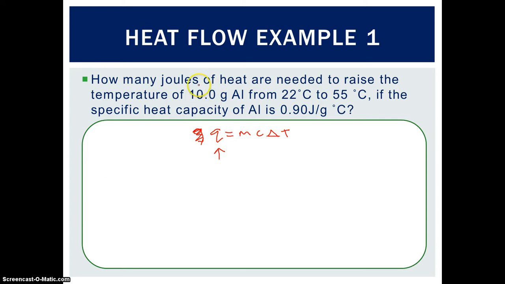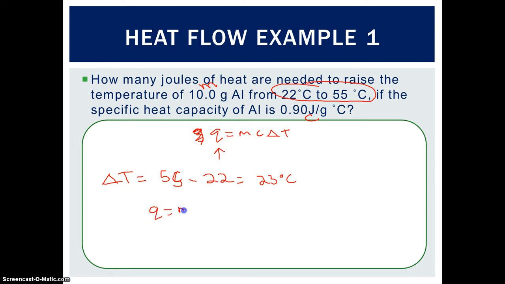If we look at what we have in our givens, we have m right here, we have c, the specific heat capacity of aluminum, right here, and this information gives me delta T. Remember, delta T is the final temperature, the temperature that it's heated to, which is 55, minus the initial temperature, which is 22. That gives you a delta T of 23 degrees Celsius. So to solve for Q, all I need to do is plug all of this into my equation and then my calculator.